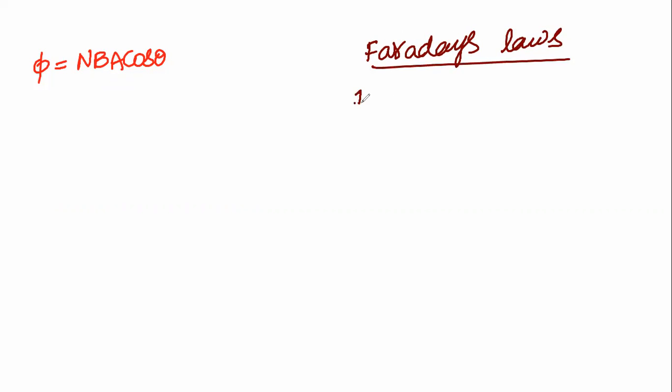Faraday's laws. Whenever there is a change in magnetic flux in the circuit, then there will be an induced EMF. If the change in magnetic field is there, that induces an EMF, and the induced EMF induces the current. So whenever there is a change in magnetic field, there will be an induced current. This will be there as long as the change persists.